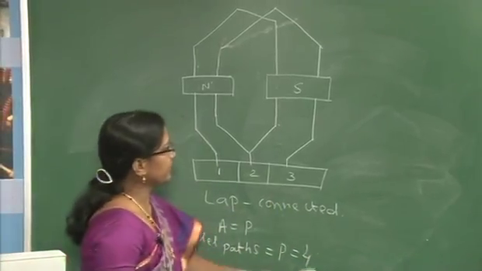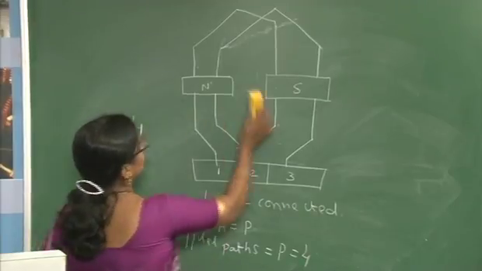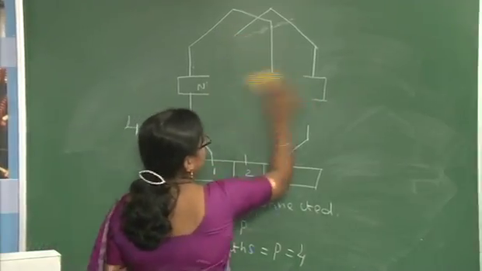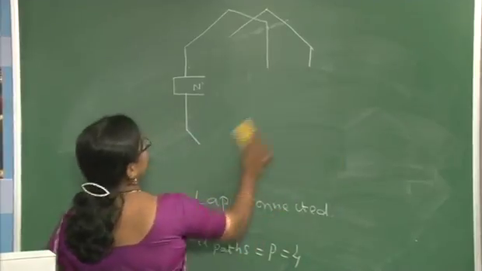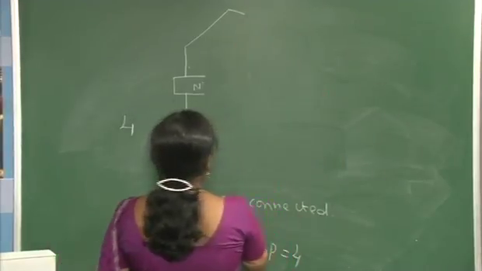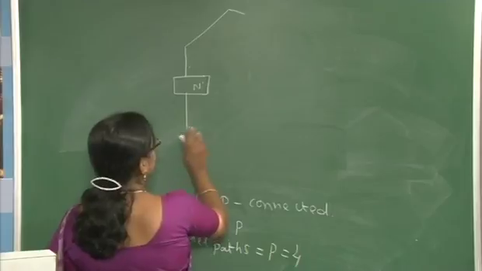In case of wave winding, here also you are going to connect the conductor under the north pole to the conductor under the south pole.